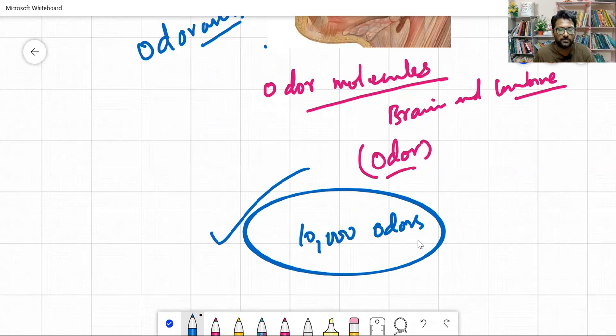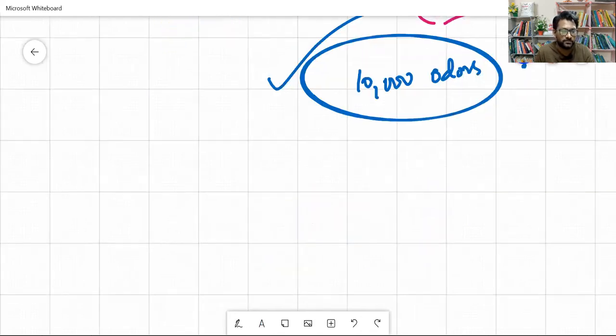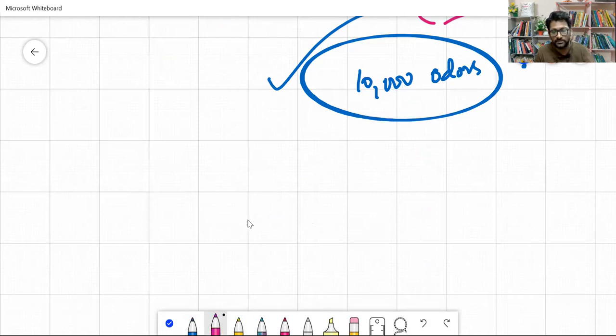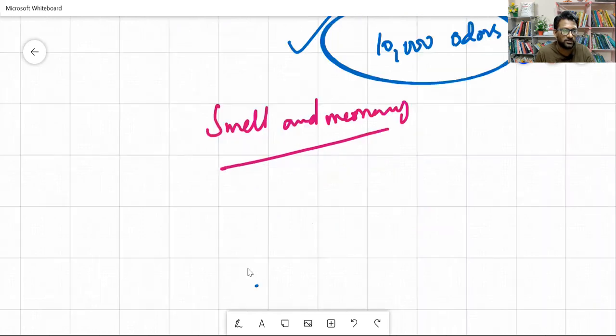Even people like perfume experts or wine experts are trained to sense smell by detecting subtle odors, practicing retrieving the smells from memory. So the smells trigger certain associations with memory as well. We can actually remember the smells. When it comes to smell and memory, odor information is easily stored in long-term memory.